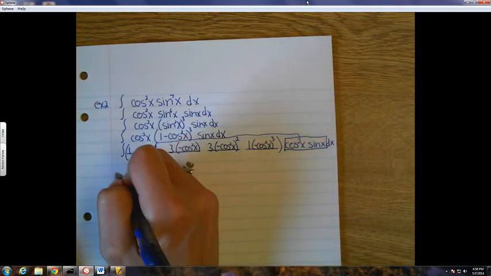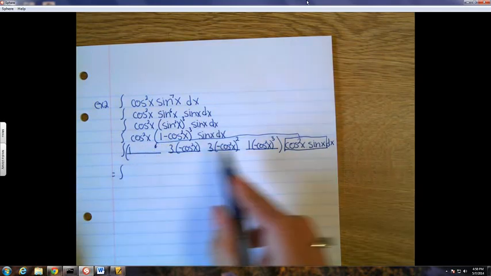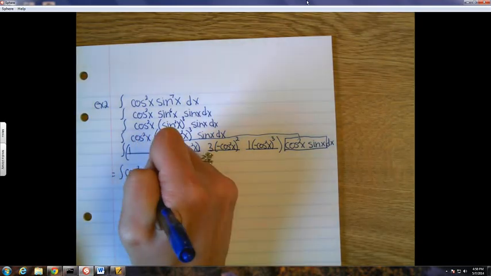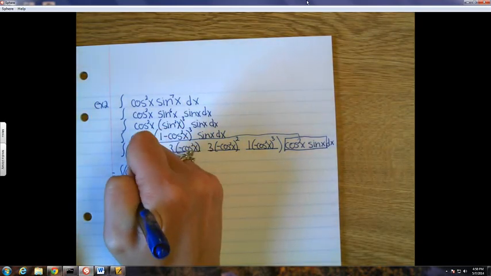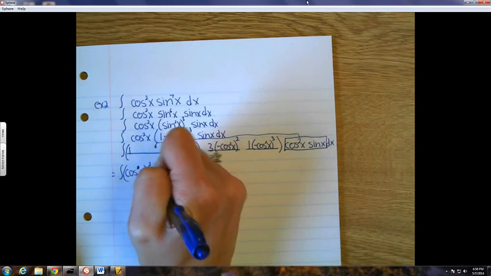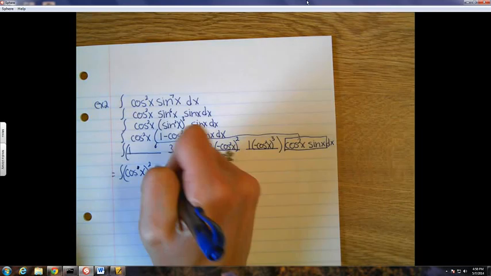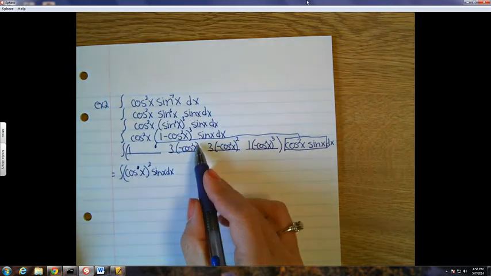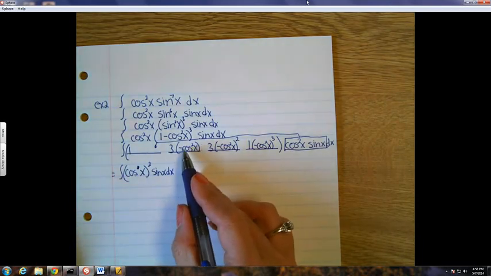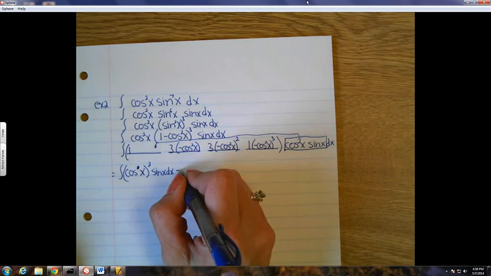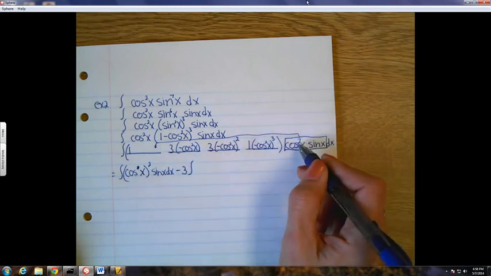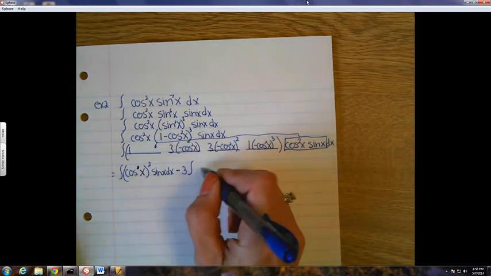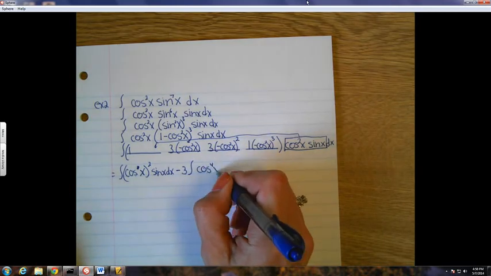And I'll write them all separately. So this first integral will be cosine squared x sine x dx. And I'm going to write the cosine squared this way so you can see the inside outside and do the power rule a little bit easier. Sine x. This next one, there's no squaring or anything here, no power, so it's just a negative 3, so minus 3 integral. But I've got a cosine squared here, and I'm multiplying by another cosine squared. That's going to give me cosine to the 4th. And then I still have the sine x.